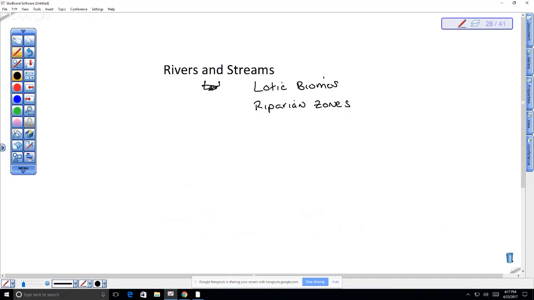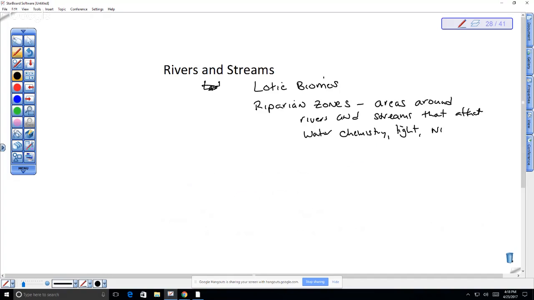You can think about leaves falling into the river. It can also affect water temperature through shading of the streams, and leaves falling in affect the chemistry of the water. So riparian zones are areas around rivers and streams that affect water chemistry, light, and nutrients. Okay.